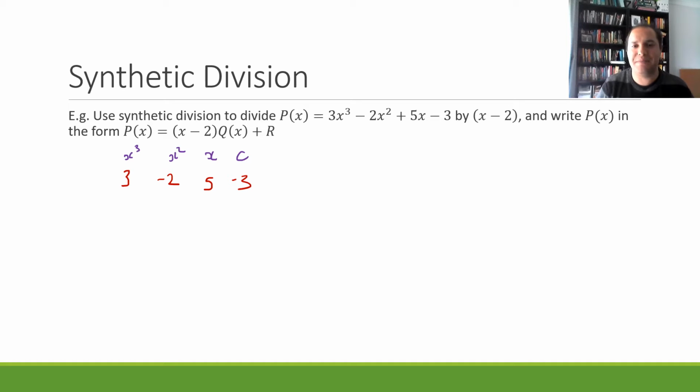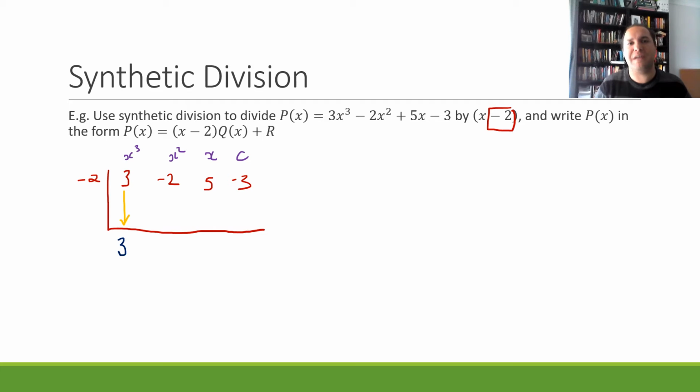Those are the coefficients of our x cubed term, x squared term, x term, and our constant at the end. Now we're going to apply a process here that looks a bit like our division sign, just put around the other way. And we're going to use our 2 value here. Now the first step for synthetic division is we drop the first number down to the bottom. So that 3 becomes a 3 at the very bottom here.